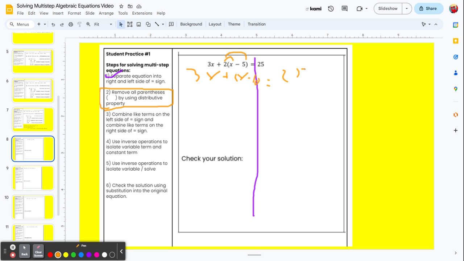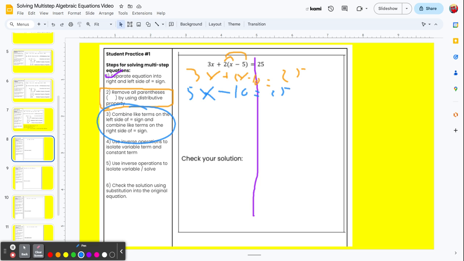Okay? Now we are going to combine like terms. Sorry for my chicken scratch here. It's hard to do this on the screen here. But 3x plus 2x gets me 5x minus 10 equals the 25.